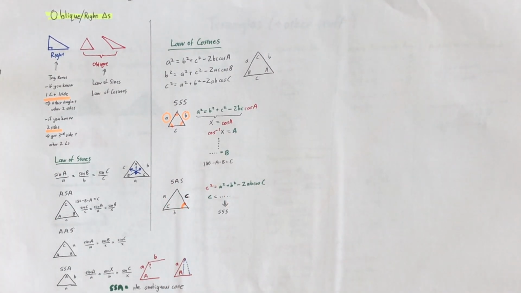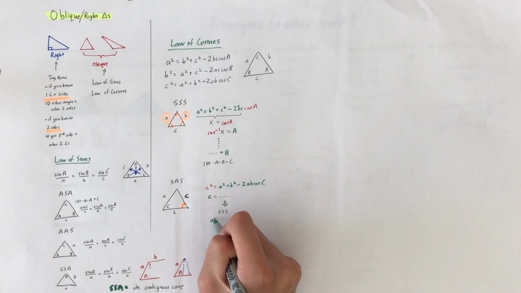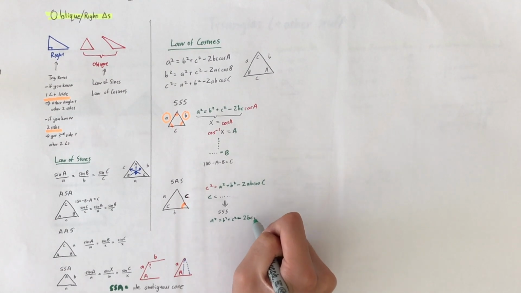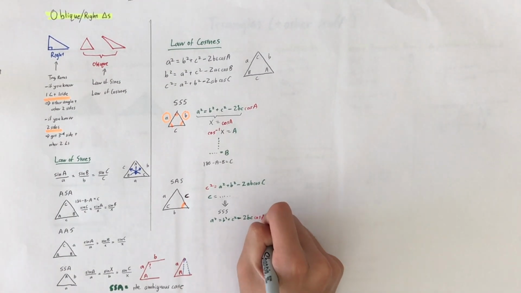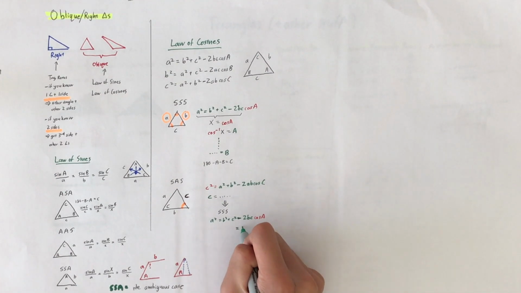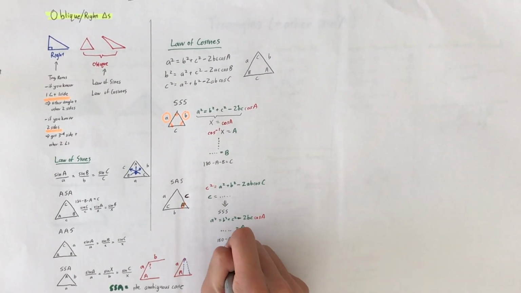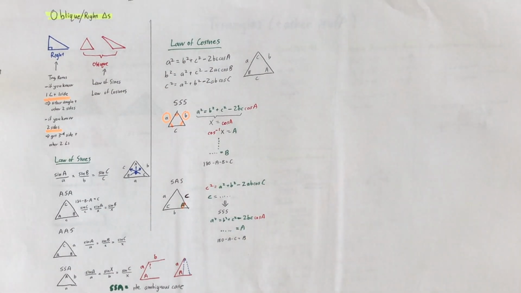So let's say we wanted to find the measure of angle A, so we would just do a squared equals b squared plus c squared minus 2bc times cosine of angle A. We don't know what the cosine of angle A is, but we know what everything else is, so we can get that to equal some number, and then we'll find the measure of angle A by using inverse cosine. And after that, we can subtract from 180 in order to get the measure of angle B, and then we'll have solved the triangle again.